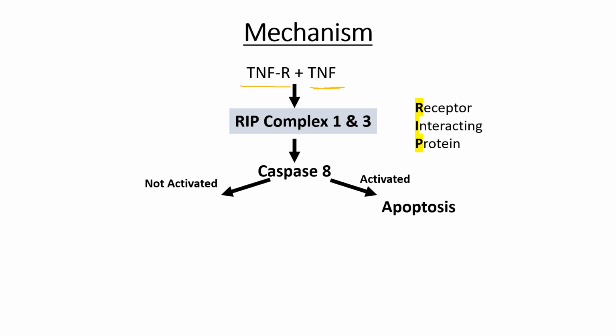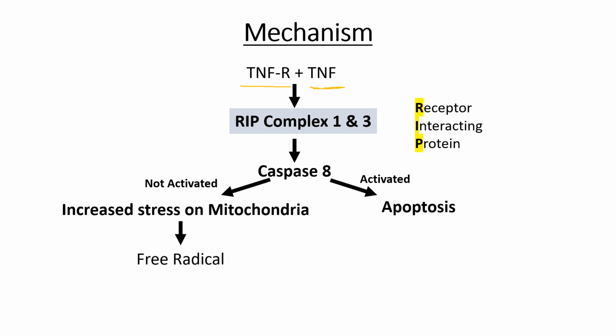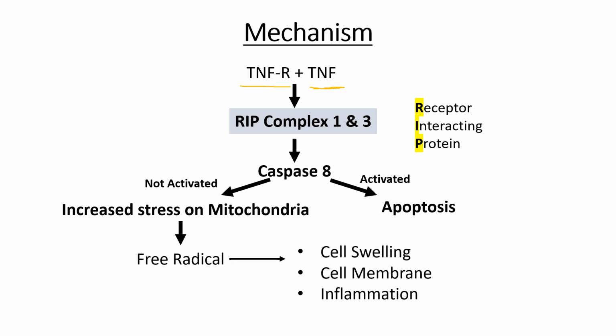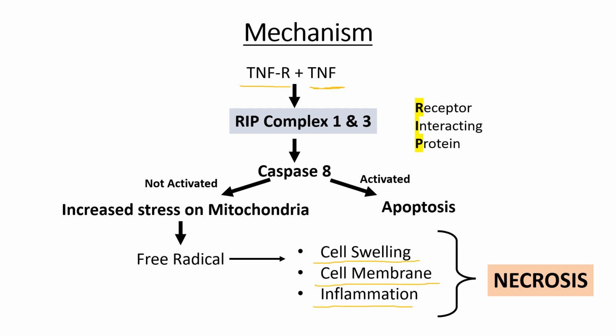But what if caspase 8 is not activated? They will increase the stress on mitochondria and ultimately there will be free radical generation. Now these free radicals will cause injury to the cell in the form of necrosis. So we have cell swelling, cell membrane damage and inflammation, and all these three features are characteristic of necrosis.